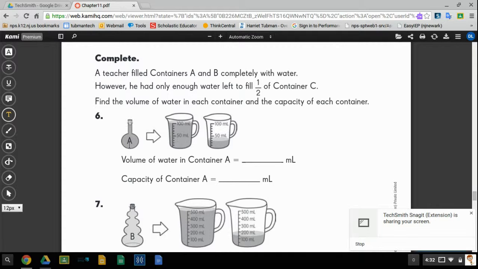Here we go. So container A, they poured it in. The volume of water in container A equals, so let's look at it. That's 100 milliliters right there. Let's use a different color. So right here, this is 100 milliliters. And over here, again, I'm counting by tens. So it's 10, 20, 30. This is 30. So if I add it together, I get the volume of water in container A is 130 milliliters. So the capacity of container A is 130 milliliters.